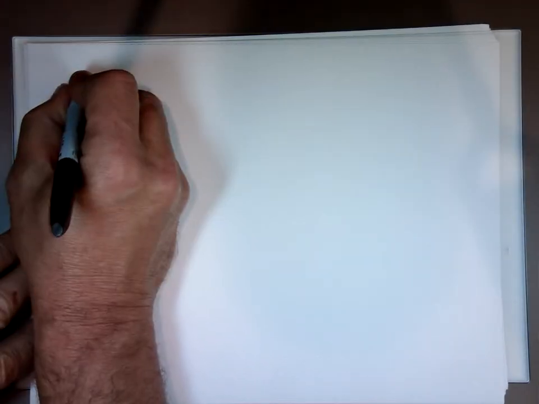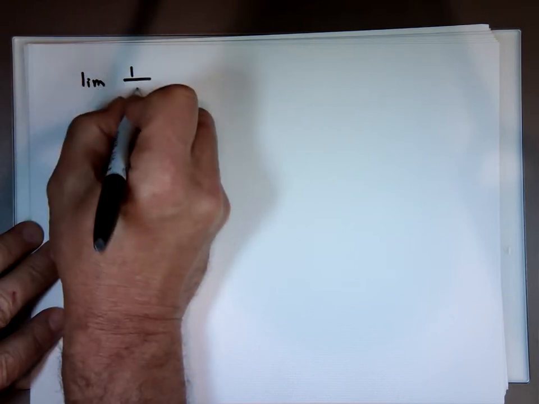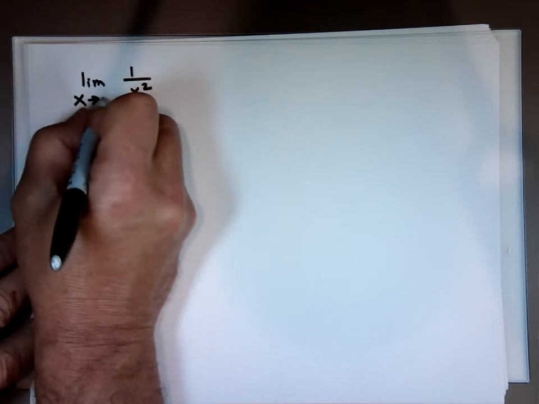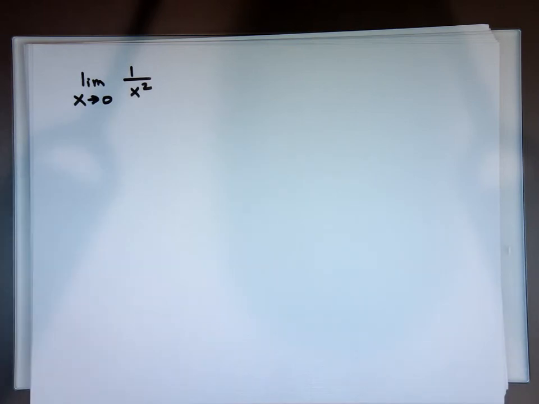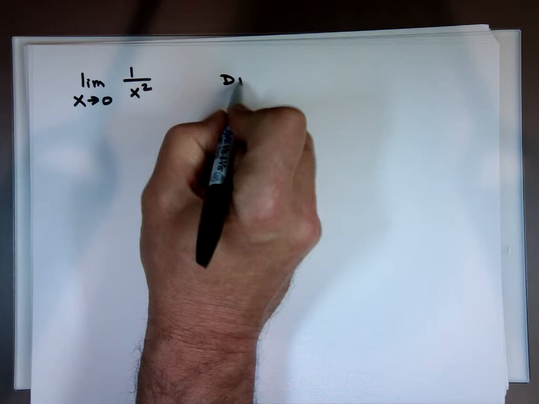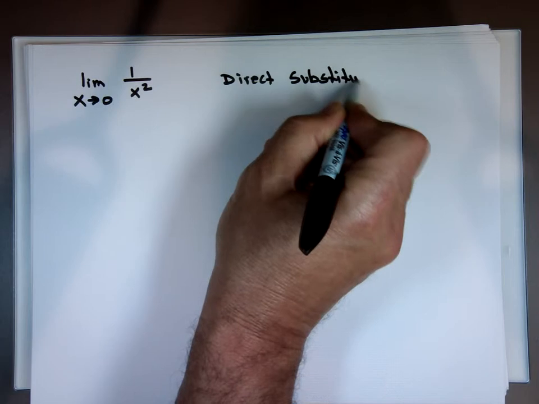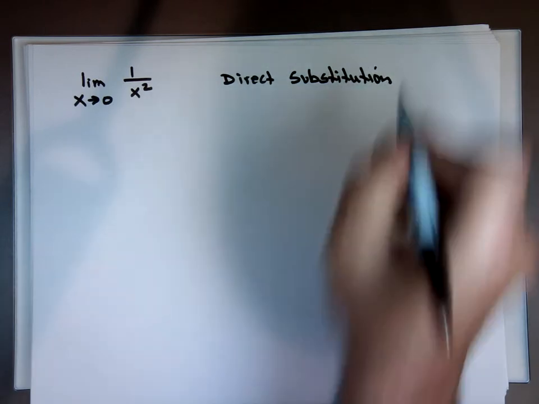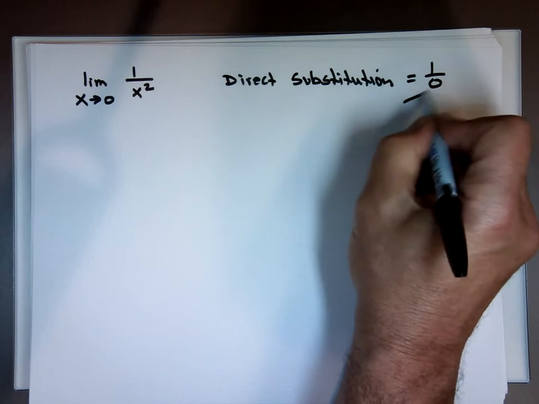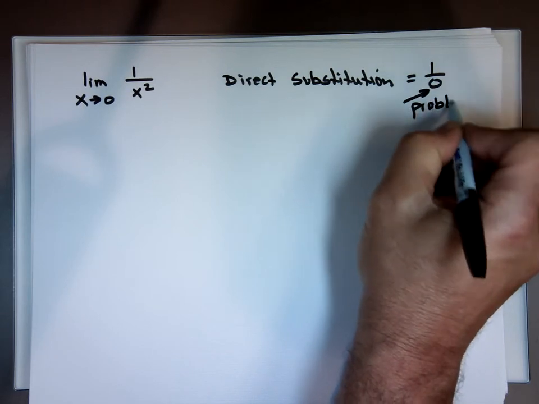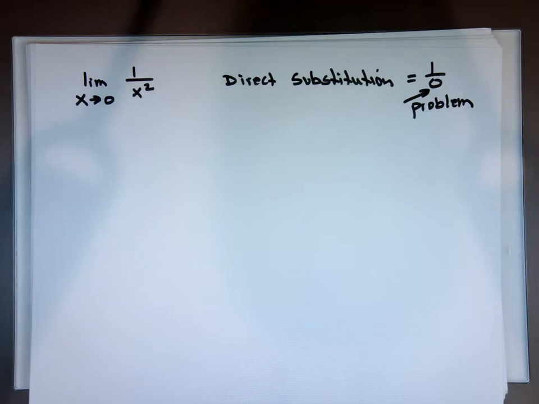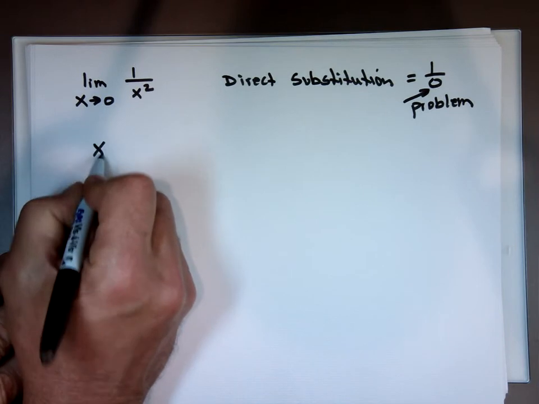The limit of 1 over x squared as x approaches 0. Direct substitution. Should just put a stamp that says direct substitution on it. Just stamp it there. 1 over 0. Says, nope, can't do it yet. So now we do the chart because you can't simplify that.